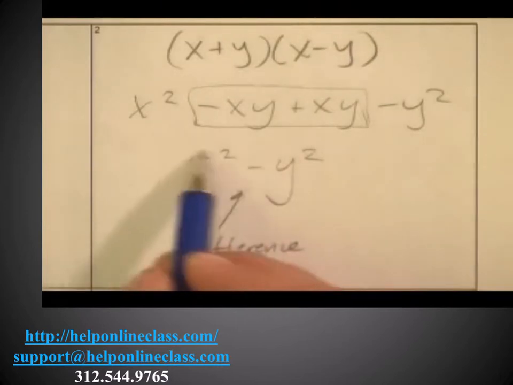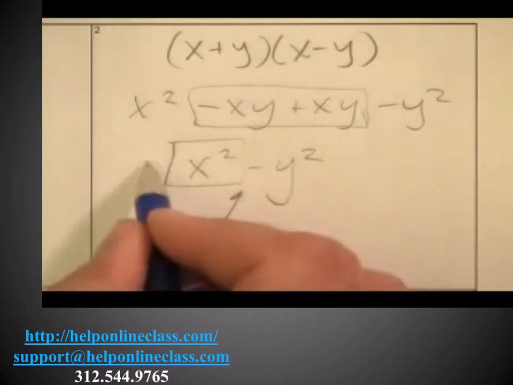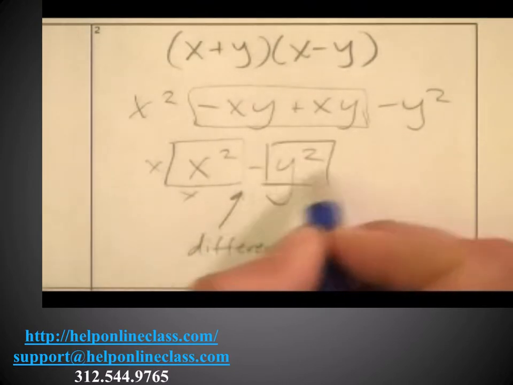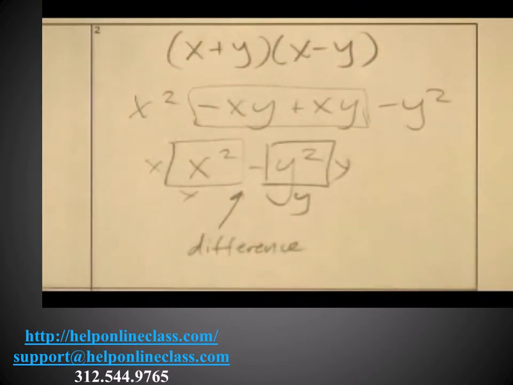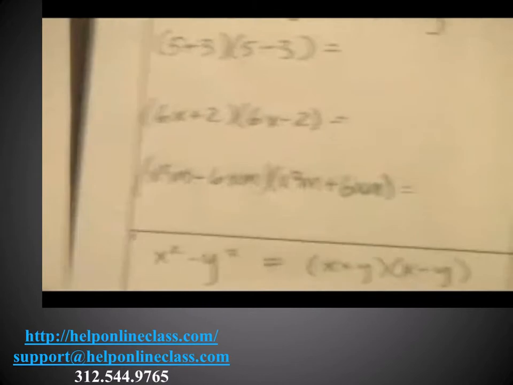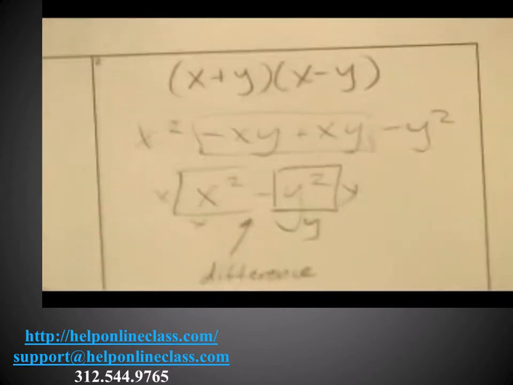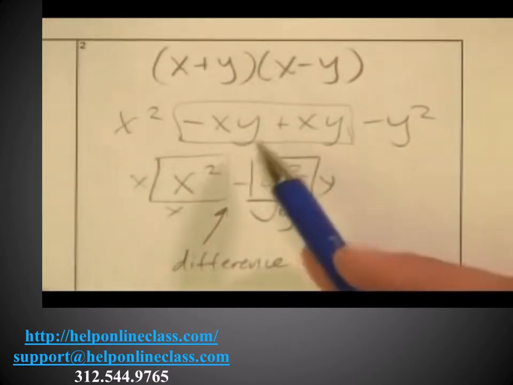See, subtraction of what? That's a square. That's x times x. That's another square, y times y. Oh my God, it's a difference of two squares. That's exactly what we're talking about. Dude, this is what's awesome about the difference of two squares: the middle term cancels out.